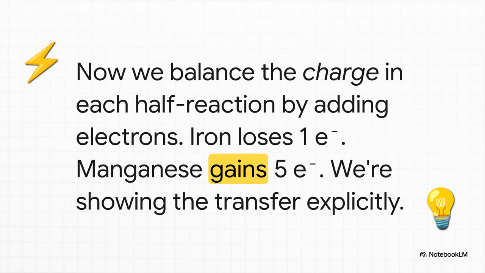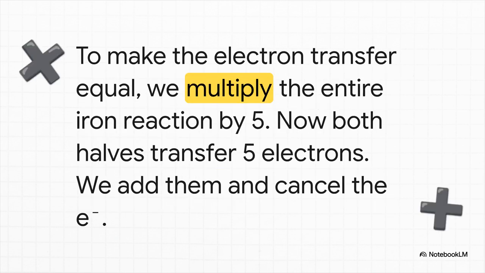For the iron, we add 1 electron to the right side to make both sides have a +2 charge. For the manganese half, we need to add 5 electrons to the left side to get both sides down to a +2 charge. We are now explicitly showing where those electrons are going. And here's where it all comes together. Do you see the problem? The manganese half needs 5 electrons, but the iron half is only giving away 1. That won't work. So the fix is easy.